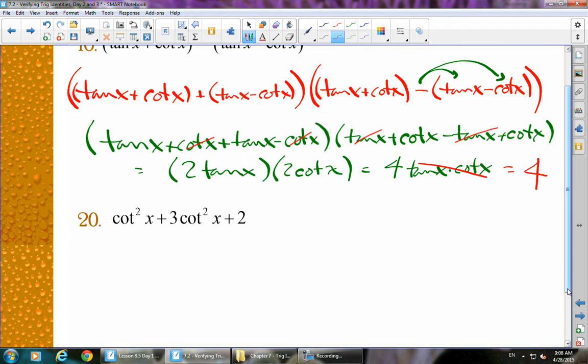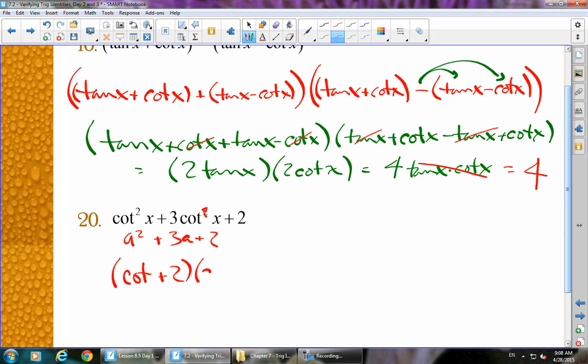This one down here is basically factoring. Think a squared plus 3a plus 2. So that's going to then become effectively cotangent plus 2, cotangent plus 1. And obviously put the x's in because it's easy to forget about your x. Well, sometimes it's not.